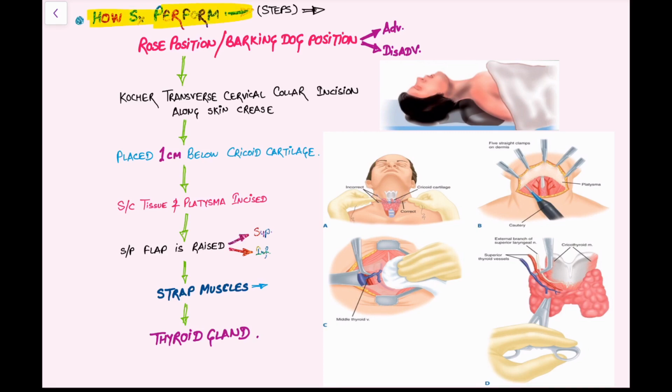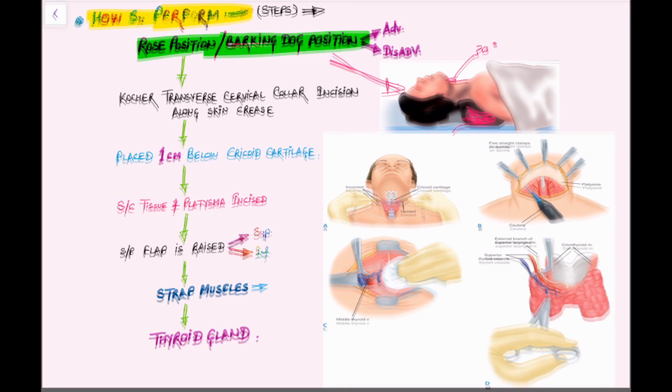So here the position of patient in thyroidectomy is Rose position or barking dog position. We can see it like this, and in this case head is up, which is 30 degree, and towels are placed below the shoulder blade.